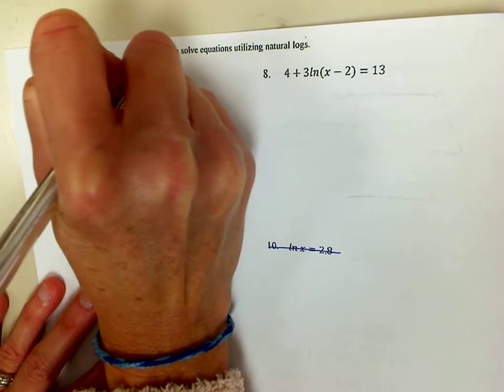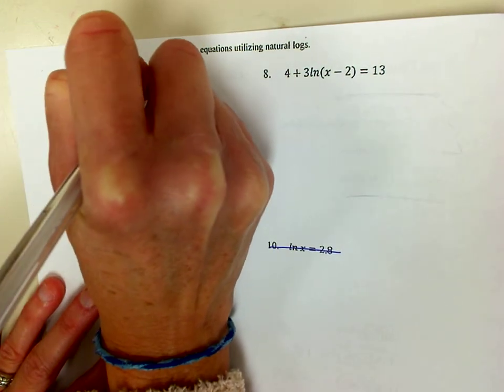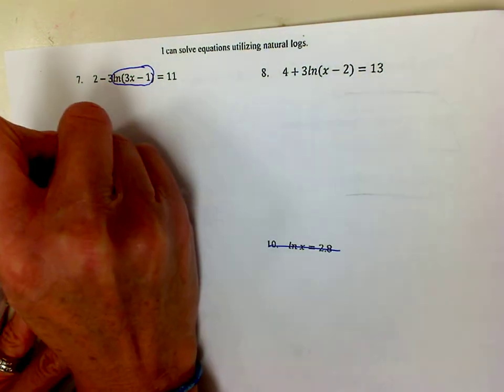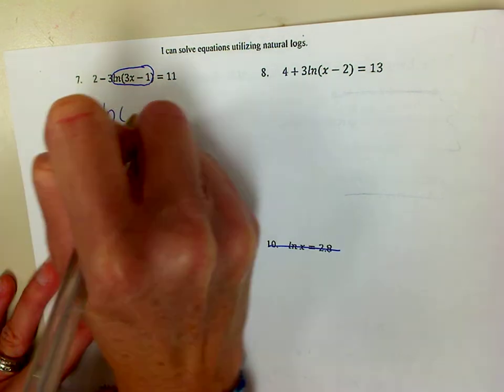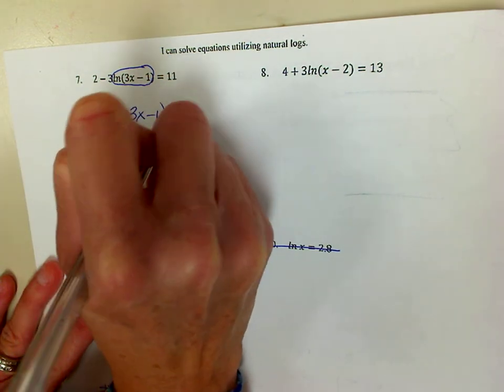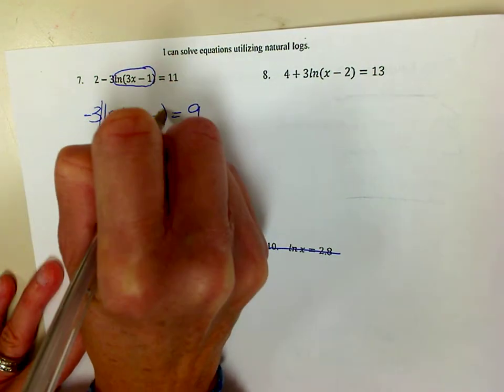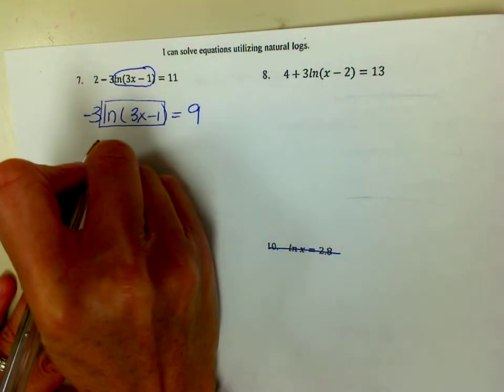All right, so first I gotta get this by itself. First, I'm going to either add or subtract a number over. So I'm going to subtract over the 2. It's going to give us 9. Then we're going to divide over the -3.